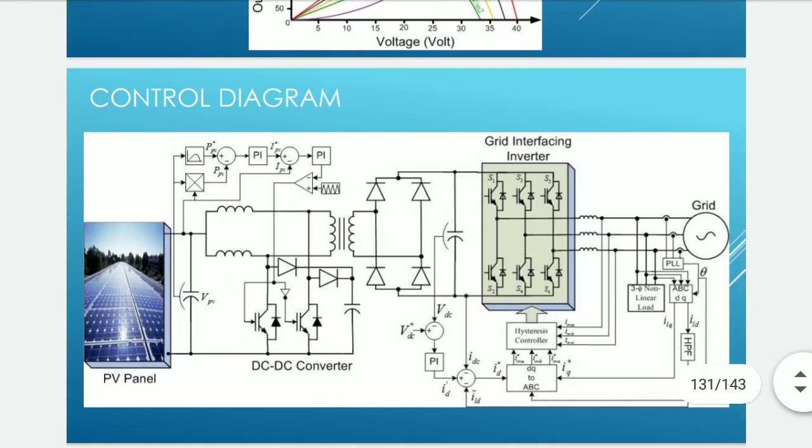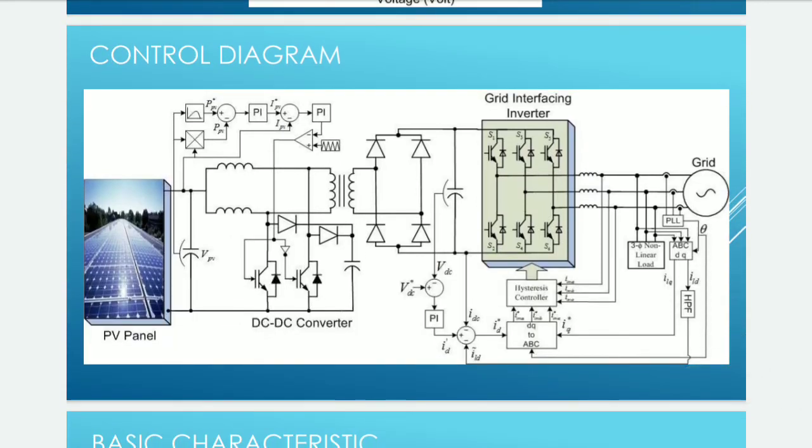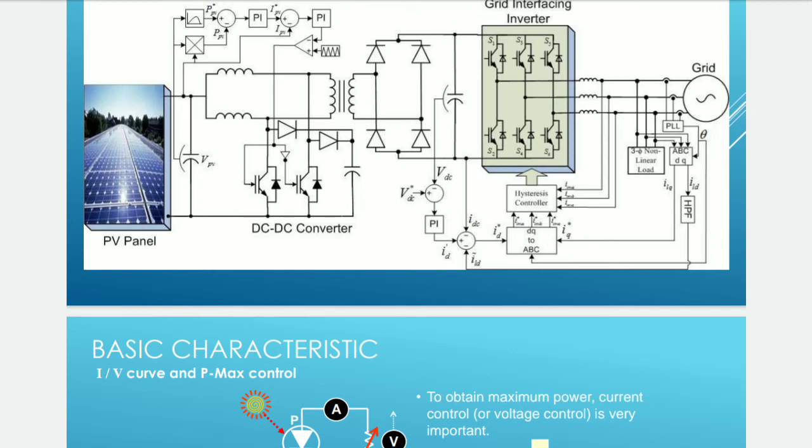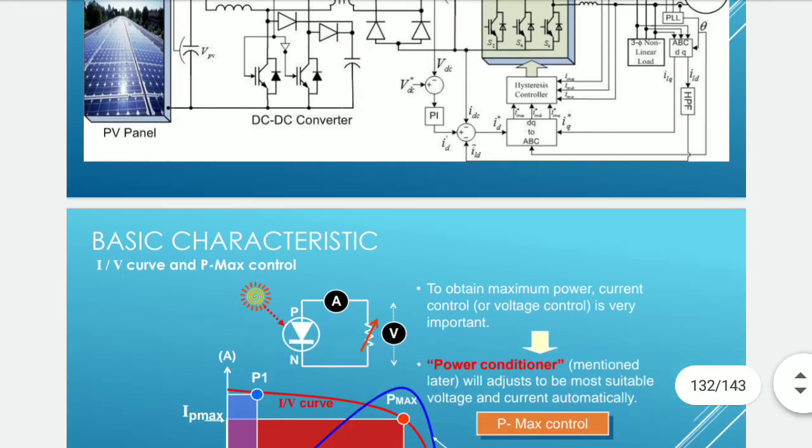Control diagrams: PV panel, DC-DC converters, grid interfacing, grid, power, logic looping, ABC, DQ theory, high-pass filters, hysteresis controller, proportional controller.